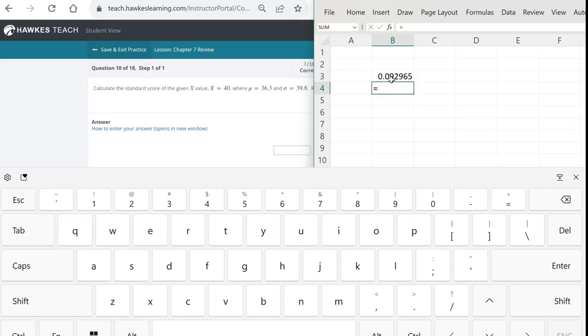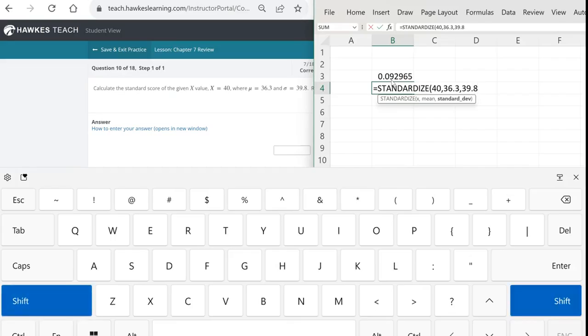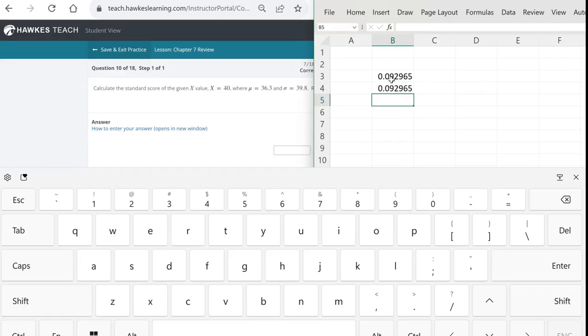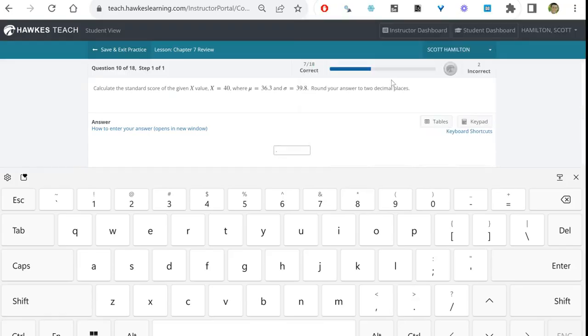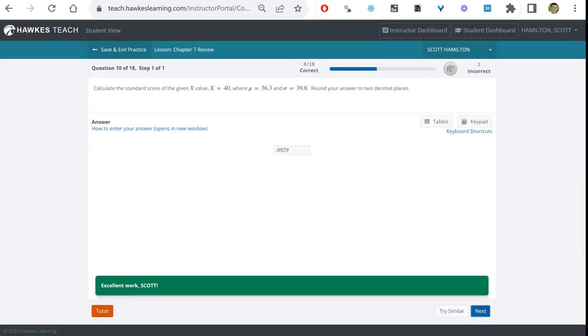Another way that we can do that with Excel functions is STANDARDIZE. What STANDARDIZE tells you is what it's asking for: the x, the mean, and that standard deviation. So all of those have been given to us in the problem. We've got the same values we just used in that other equation. My x is 40, that mean was 36.3, and then my standard deviation was given at 39.8. And I should get that same value of 0.0929. So I'm going to put that in here, 0.0929, and let's see if we've got that answer correct. Yes, we do. All right, so this was a not so short as I meant run through of the Chapter 7 review module homework.